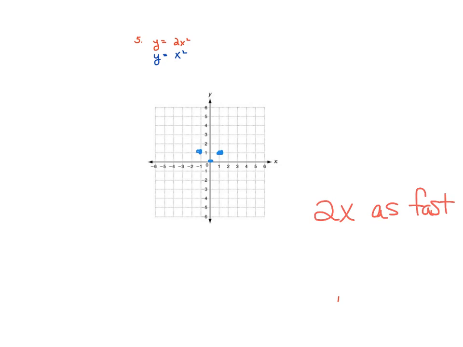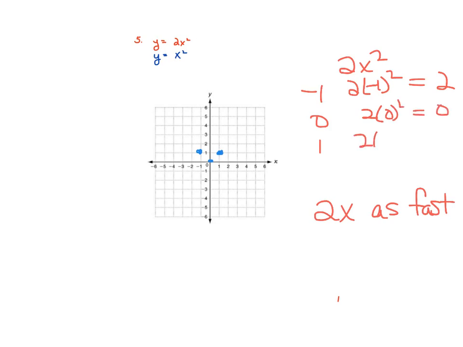So here it's going to go up twice as fast. Again, if you needed to see a table of values, we're going to do 2x squared, and what we're going to do is replace negative 1, 0, and 1 in it. So when I do 2 times negative 1 squared, this is going to give me 2. When I do 2 times 0 squared, it's 0. And then 2 times 1 squared again is 2.